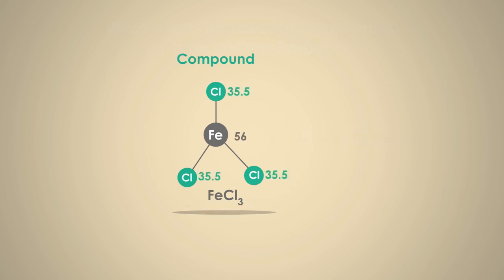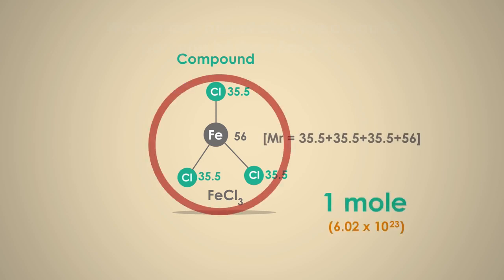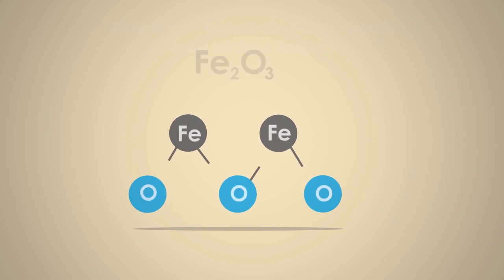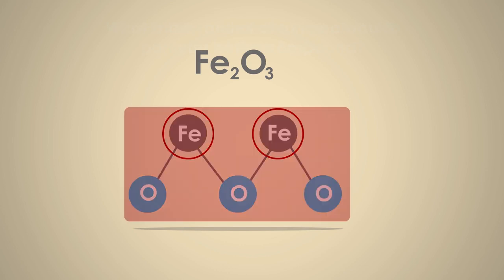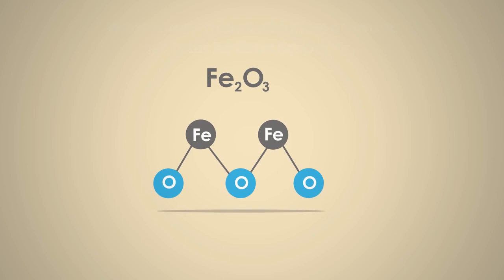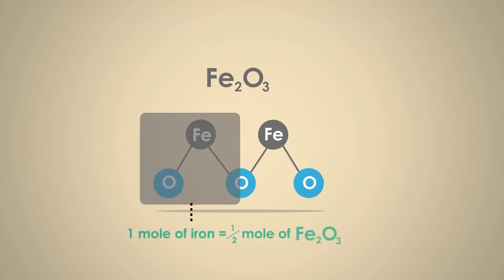For any compound, the relative molecular mass, or MR, is the weight in grams for 1 mole, or 6.02 times 10 to the 23 particles. What if you had some Fe2O3 instead? For 1 mole of iron, you would have half a mole of the compound, because there are 2 moles of iron for every 1 particle of the compound. 1 divided by 2 is 1/2.